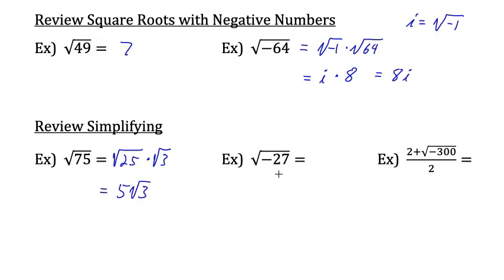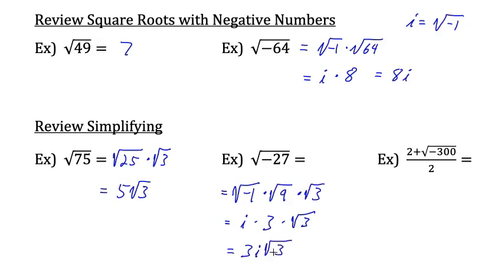We can do the same thing with negative square roots. We'll break this down into the square root of negative 1 times the square root of 9 times the square root of 3. Now the square root of 9 equals a plain old 3. And the square root of negative 1 equals the imaginary number i. So this equals i times 3. And the square root of 3 just tags along. Let's rewrite this so it looks how we expect it to look. We'll write 3i times the square root of 3.